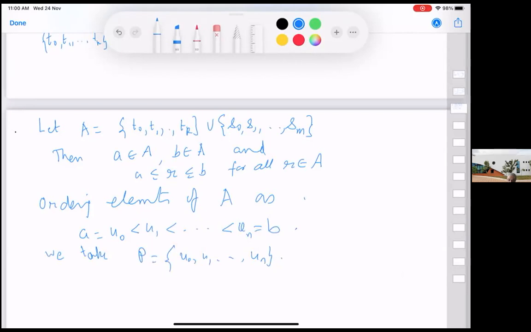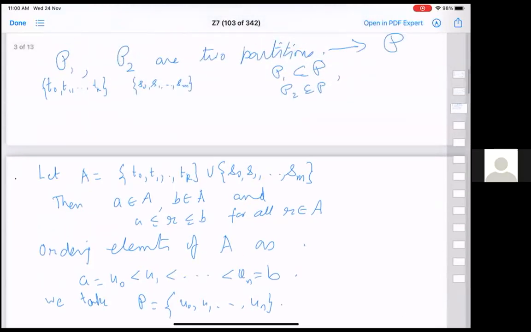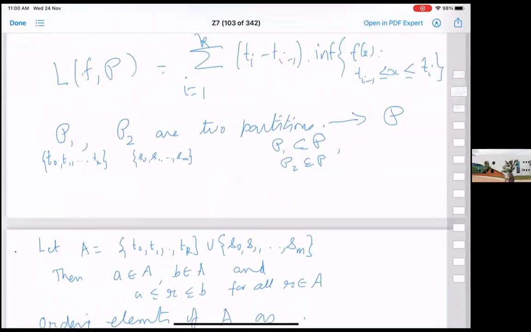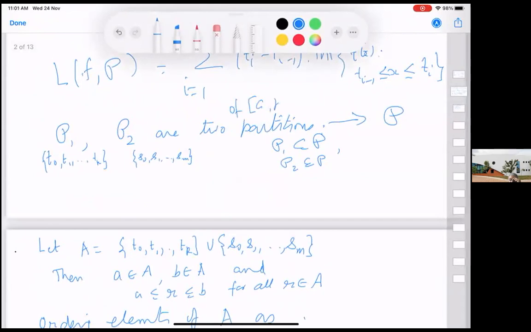Sir, could you repeat what the TIs and SIs are, sir? I didn't catch that fully. Okay. So, what are TIs and SIs? Yes, sir. So we have two partitions of AB. Our interval A to B is fixed. Okay. For every partition, we have defined LFP and UFP. Right. All right. Yes, sir.